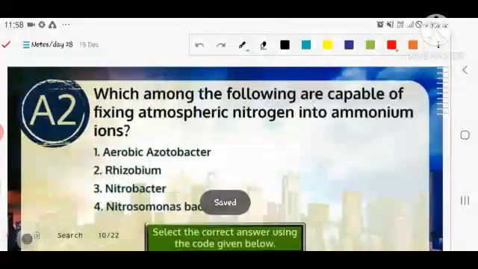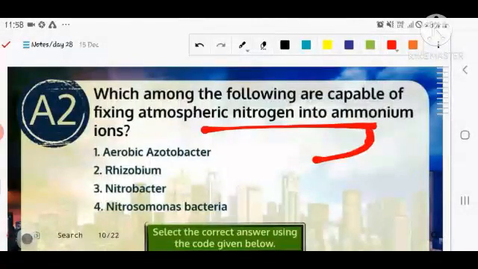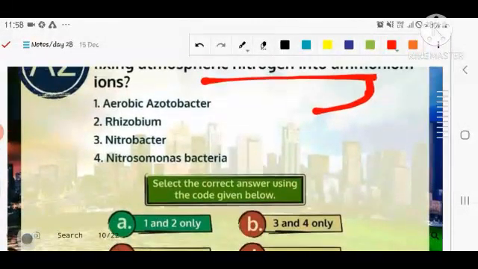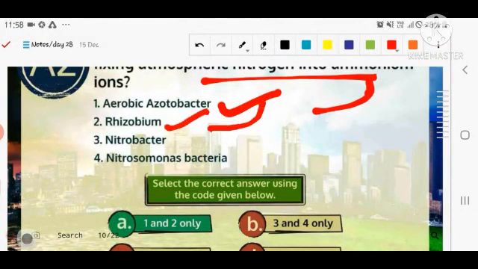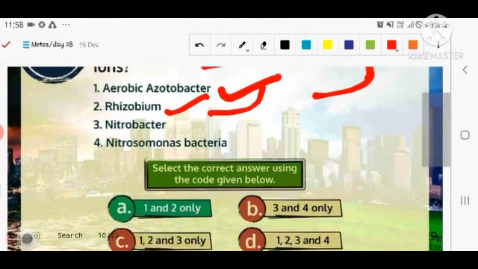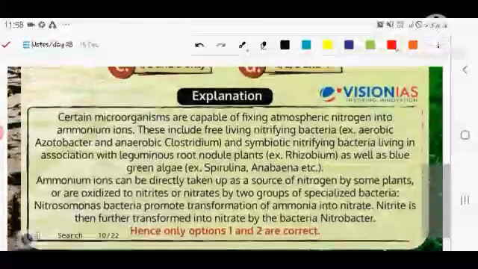Second question, if you are talking about the fixation of the nitrogen into ammonium. So the following bacteria are in front of you. Aerobic Azotobacter and Rhizobium are the correct option, and Nitrobacter and Nitrosomonas bacteria, I think that is the reverse conversion of the ammonium to nitrogen. Let's see. First and second are correct.